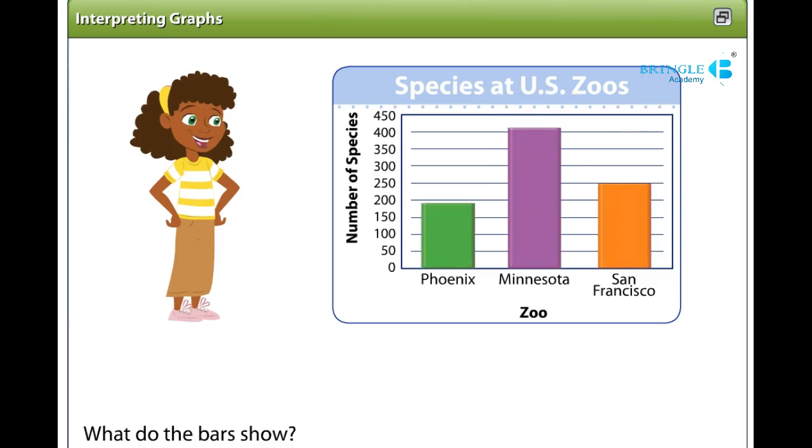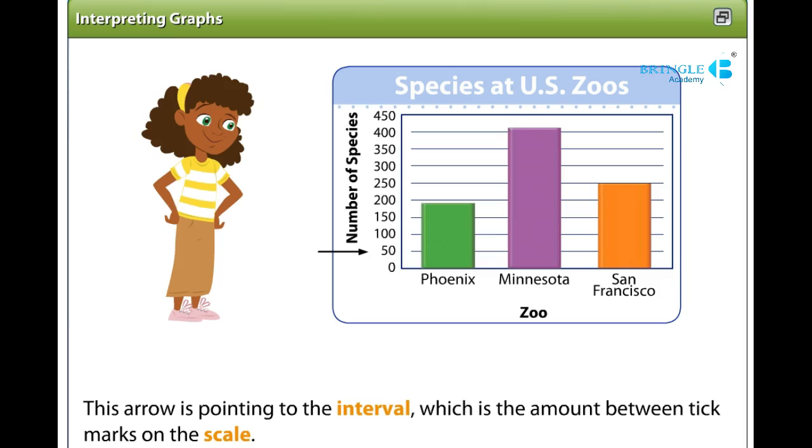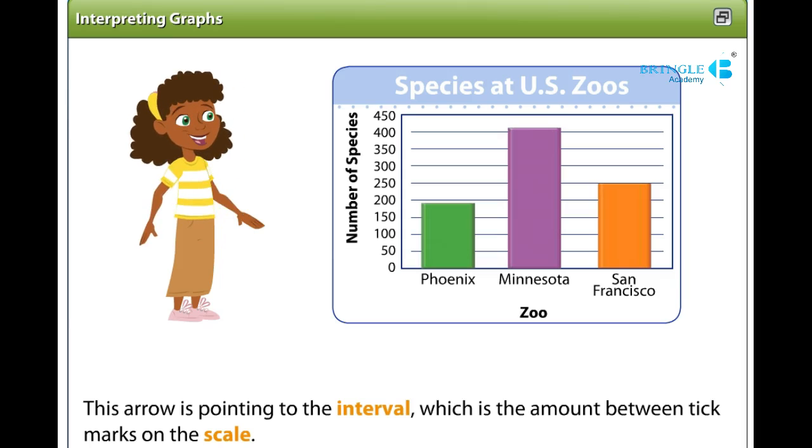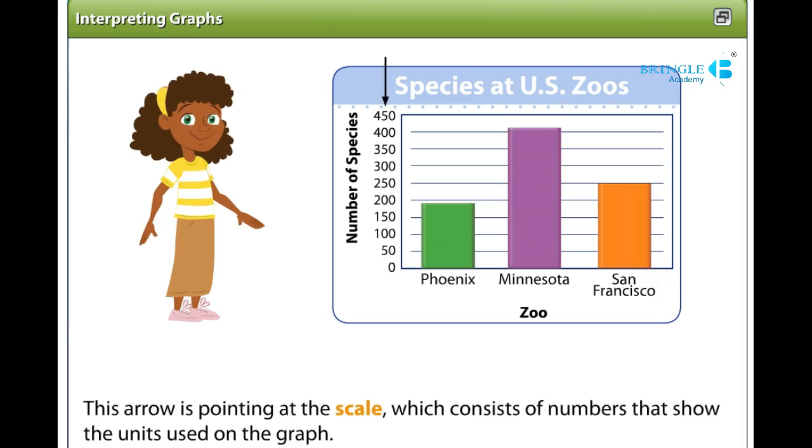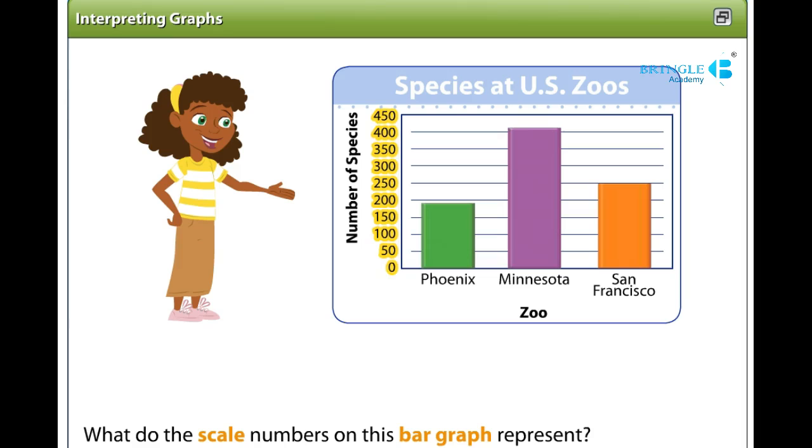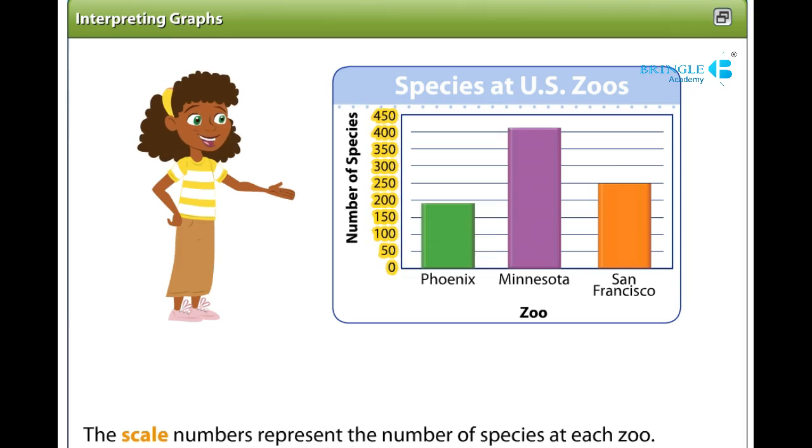What do the bars show? The bars show the number of species at different zoos. This arrow is pointing to the interval, which is the amount between tick marks on the scale. This arrow is pointing at the scale, which consists of numbers that show the units used on the graph. What do the scale numbers on this bar graph represent? The scale numbers represent the number of species at each zoo.